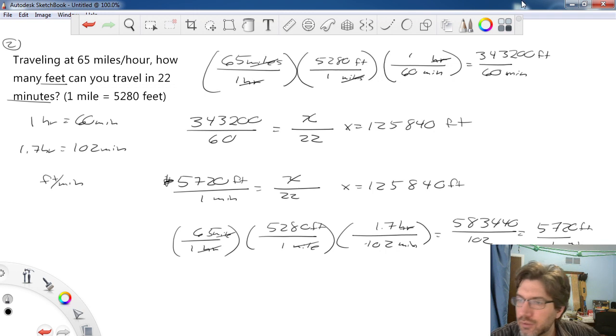Let's see, Catherine, you're saying you got 15600 feet. How did you get 15600 feet? Double check the math on it. I'm going to do that in a second. 65 miles per hour times 5,280 feet per 1 mile.